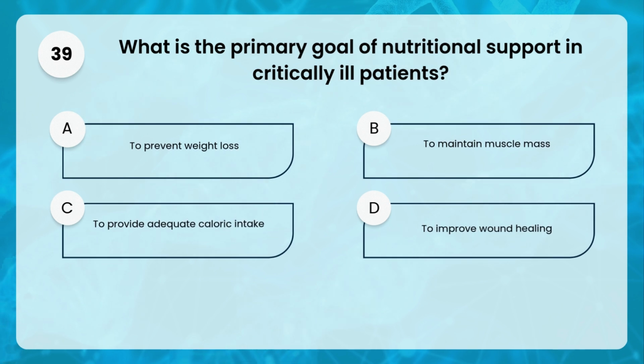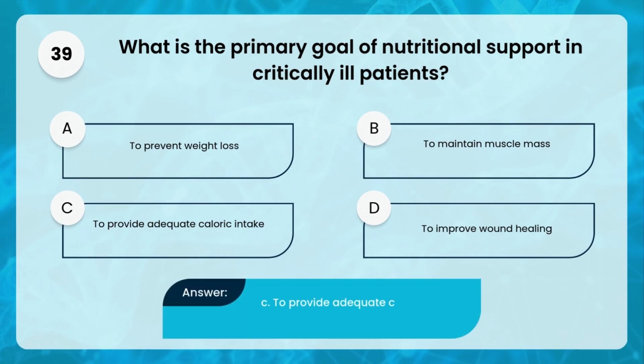Number 39. What is the primary goal of nutritional support in critically ill patients? A. To prevent weight loss. B. To maintain muscle mass. C. To provide adequate caloric intake. Or D. To improve wound healing. The answer is C. To provide adequate caloric intake.